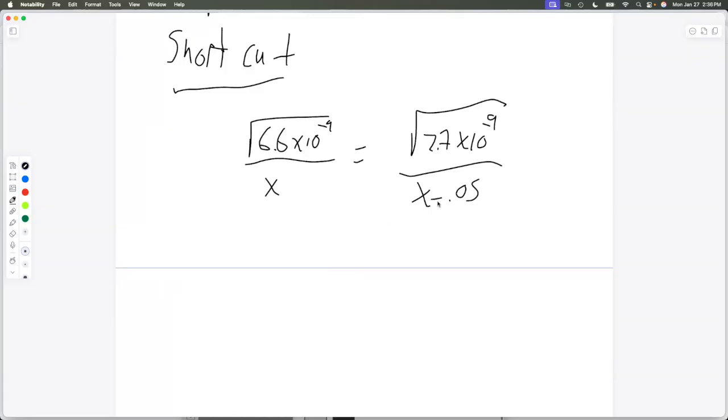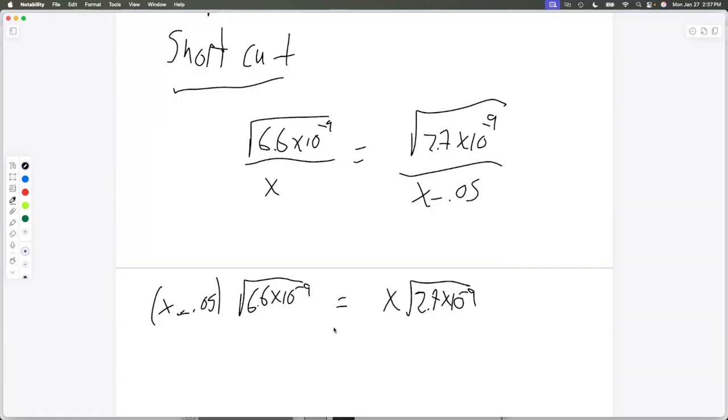We're going to cross multiply. So this comes up here. So I'm going to have x minus 0.05 times root 6.6 times 10 to the negative ninth equals x times this guy, 2.7 under the radical to the negative 9. Now, I could just go ahead and type those in the calculator right now.